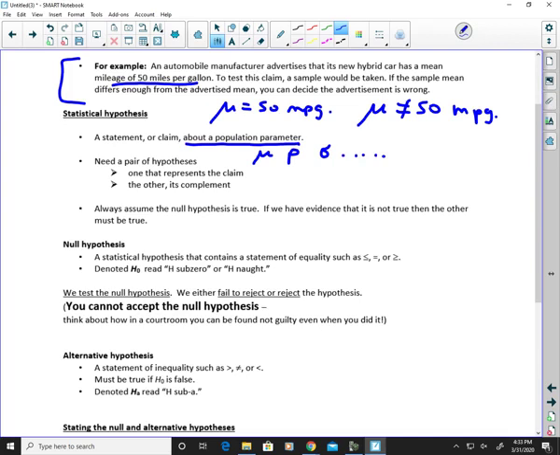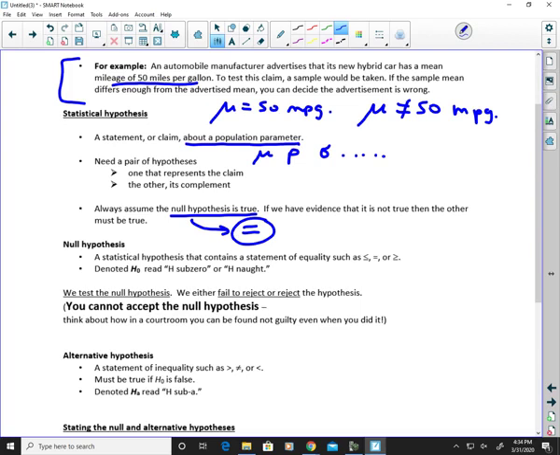And you're going to need to have a pair of hypotheses. The one that is the claim and the other one's the complement. We always assume the null hypothesis is true at the beginning. So we're always going to have the symbol of equality being in our null hypothesis, the being equal. We are going to be looking for evidence of it being not true and rejecting what that null hypothesis said.